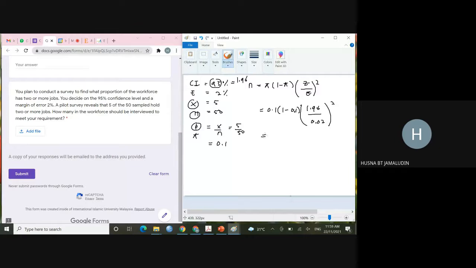Given all this information, you should get the value of 864.36. Is this the final answer for the sample size? You have to round it up into a whole number, so you should get 865. This is the final answer for the sample size. Any question? It is very straightforward. Everything is there. You just plug the numbers into the formula.